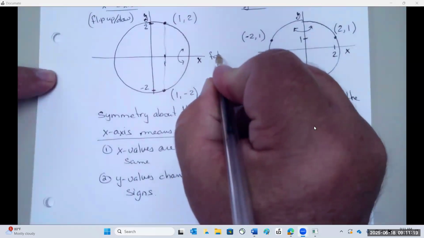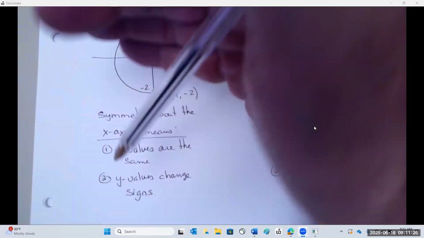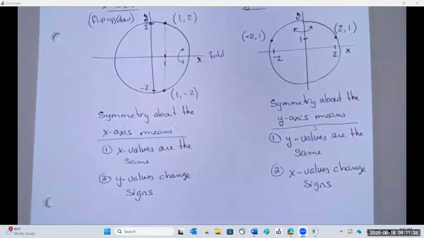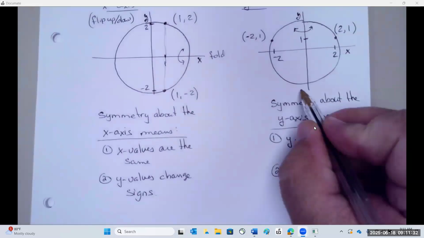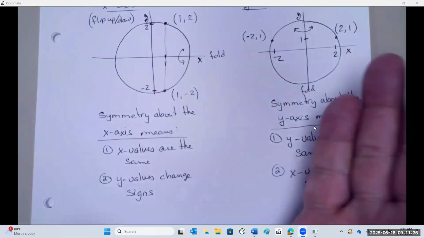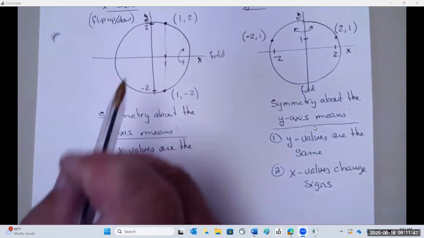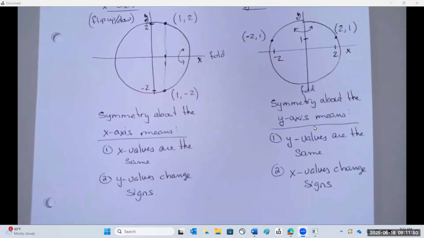If you fold on the x-axis, that means the top half is the same as the bottom half. That's symmetry about the x-axis. If you fold it on the y-axis, if you fold it left and right, it's going to be a mirror image there. So far, so good. Those are only 2 of them. Those are the main axes. There's a third one.